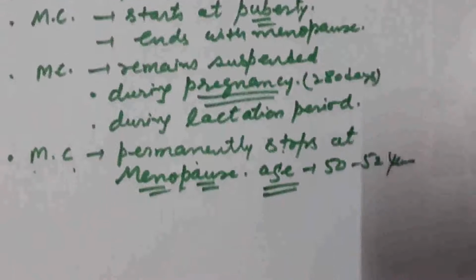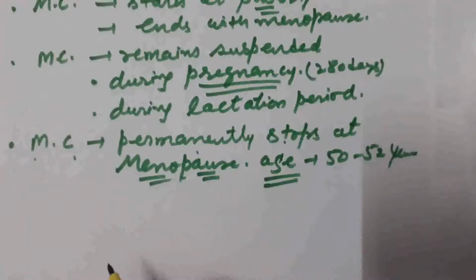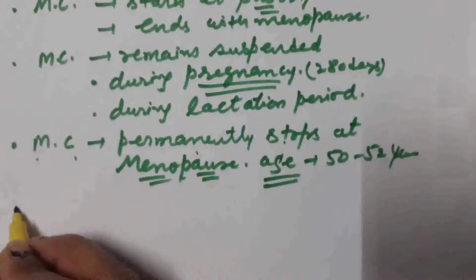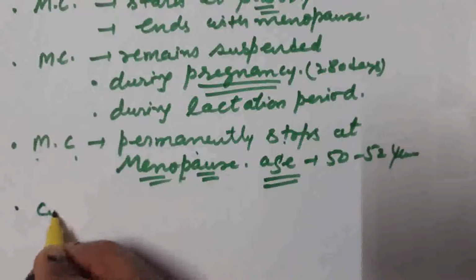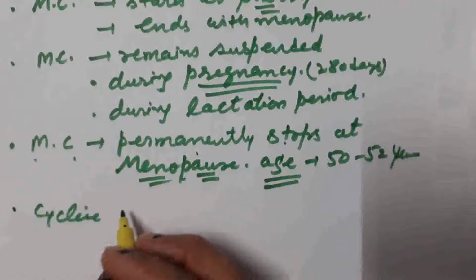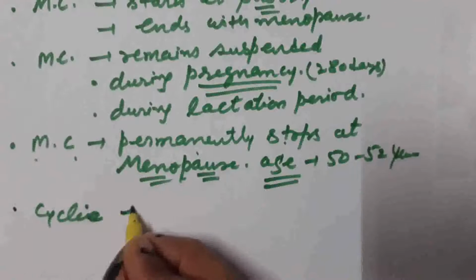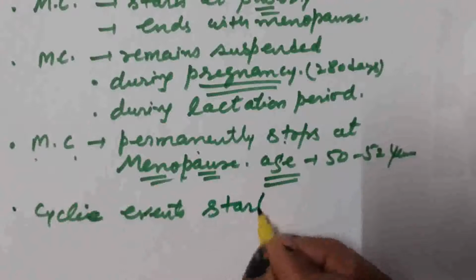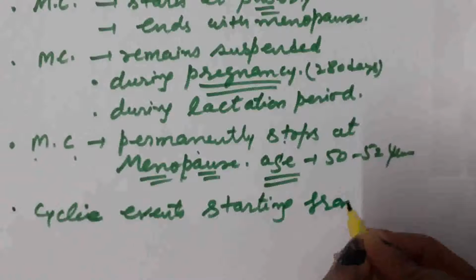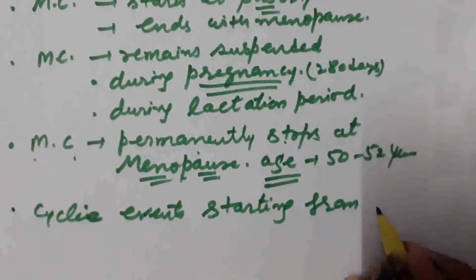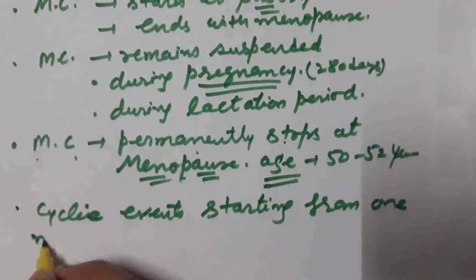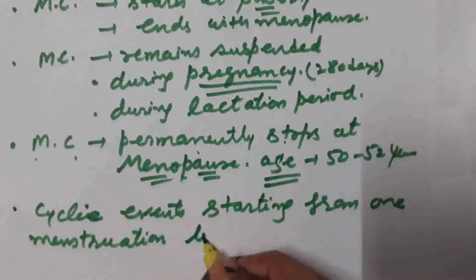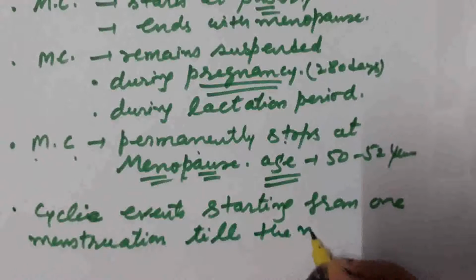This menstrual cycle is completed in 4 phases, and these are cyclic events starting from one menstruation till the next one.